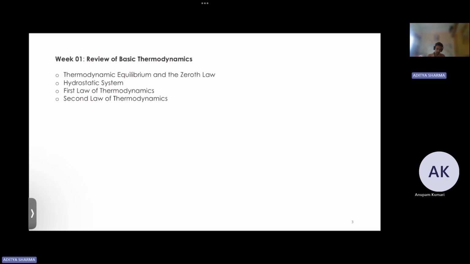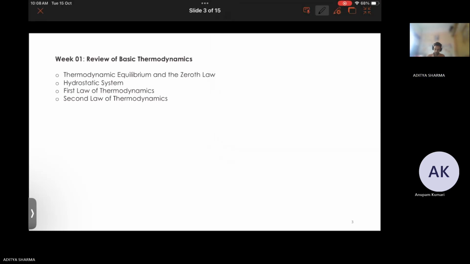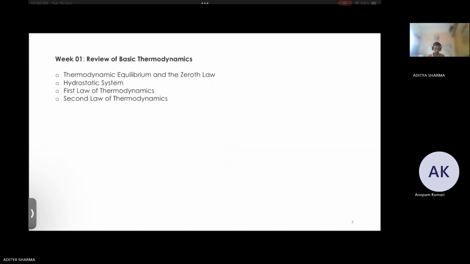In week one, we have a review of basic thermodynamics. Here we see the laws of thermodynamics. First we saw the zeroth law of thermodynamics and how we define thermodynamic equilibrium based on it. Then we also defined what a hydrostatic system is. A hydrostatic system is basically an isotropic system, which has the same properties in all directions. And when defining a hydrostatic system, we assume that there is no gravity, electricity, or magnetism.